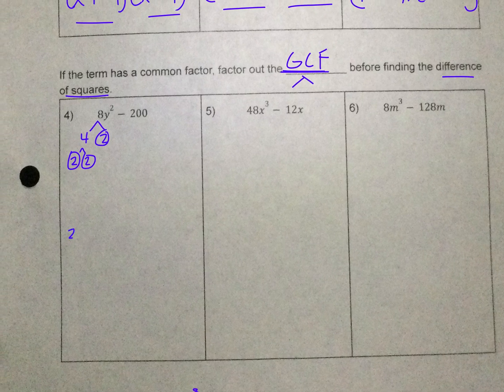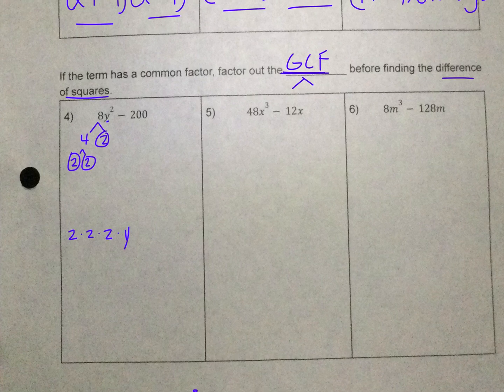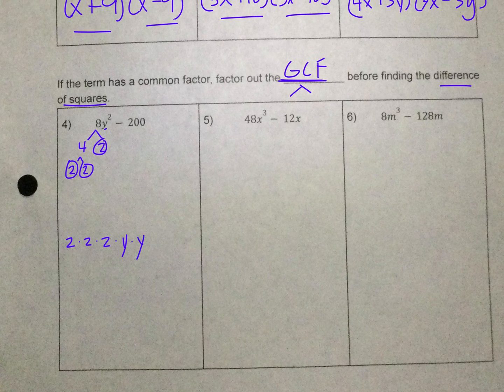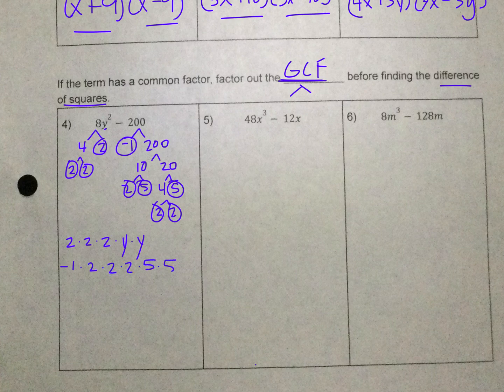So now I have 2 times 2 times 2. Oh my gosh, my pencil won't write. And then I've got these two y's, y times y. Okay. Negative 200 breaks down into negative 1 and 200. 200 breaks down to 10 and 20. 10 is 2 and 5. And 20 is 4 and 5. And 2 and 2. Whew, okay. So negative 1, and then I have 3 2's, and then I have 2 5's.